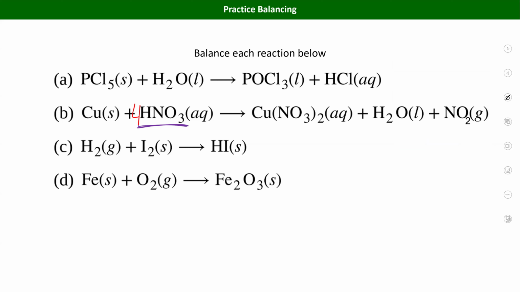Our nitrogens and oxygens here are still good. Now we've got 1 extra nitrogen, so we could maybe put a 2 there. Now our nitrogens are balanced. We had 4 hydrogens on the left, now only 2 here. What if we did that? Did that fix everything? Copper's good, we had 1 copper before and after, we don't need to mess with the copper yet.